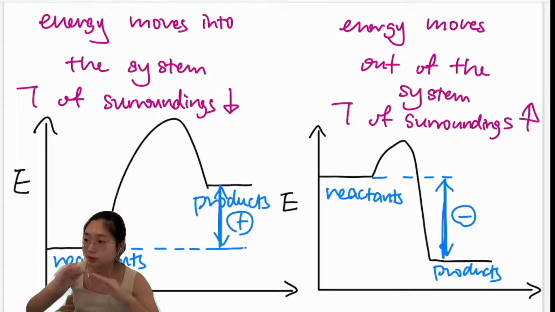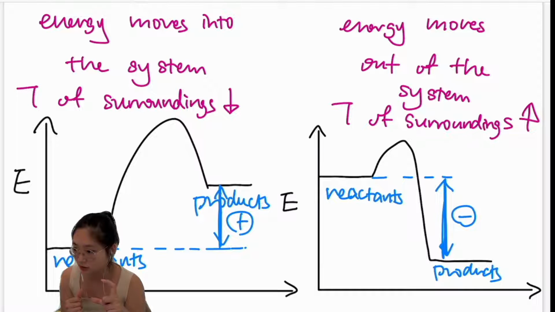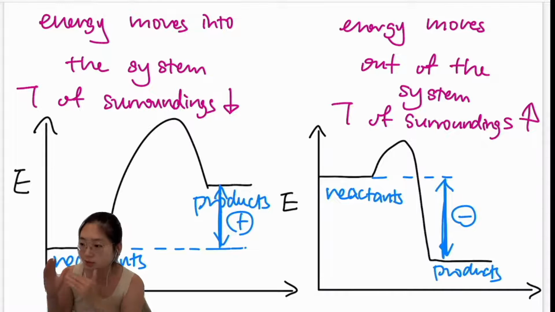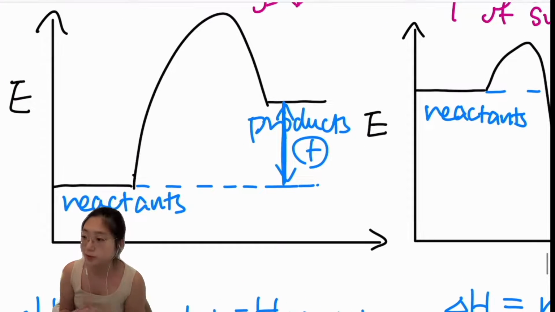So what happens when you just reverse the reactants and the products? Now the difference between the product and reactant energy level is exactly the same, but the sign has changed. Originally it was the products minus the reactants. When you reverse it, it's the reactants minus the products. So let's say for this endothermic reaction, the delta H was positive. Now when you reverse it, it becomes negative with the same value.